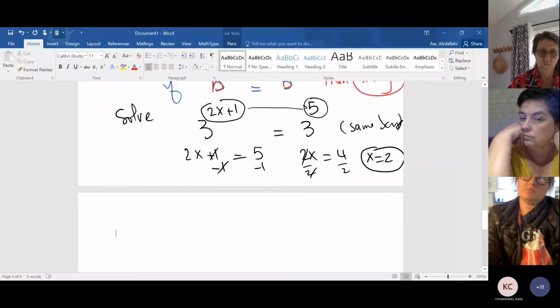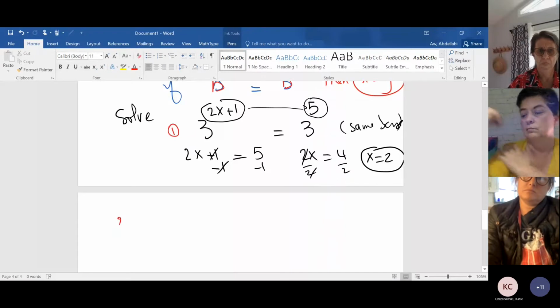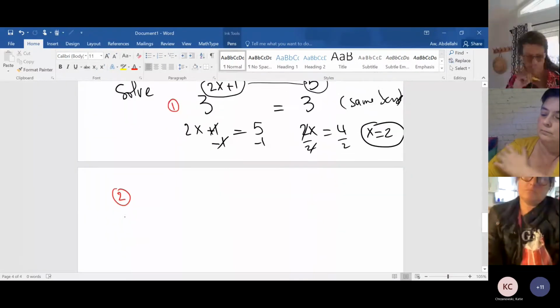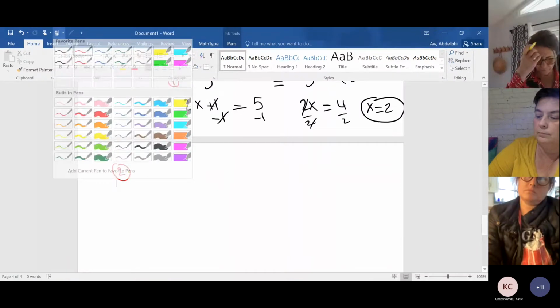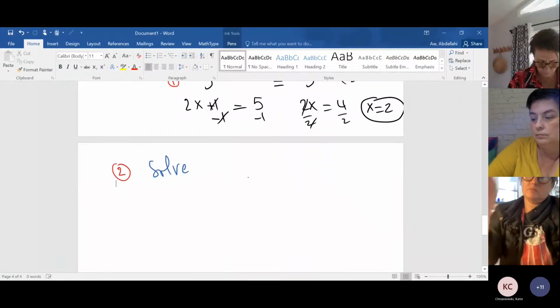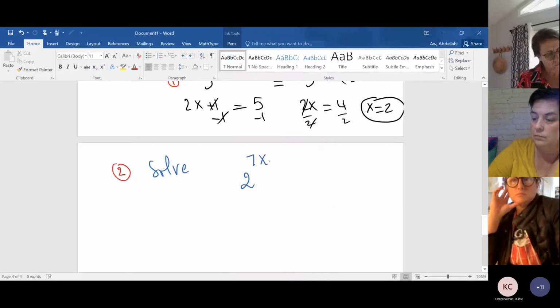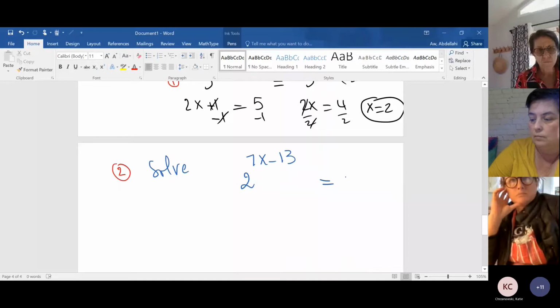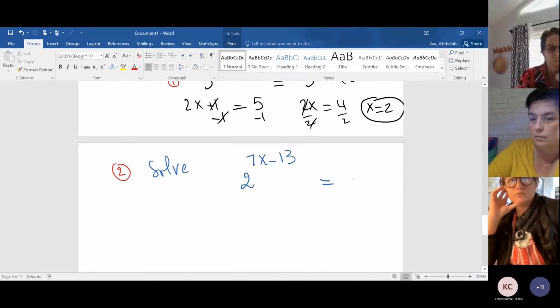This is the easy one right here. What is the second type of equation? It's like this. The second type of equation is, we say solve 2 to the 7x minus 13 is equal to 16.